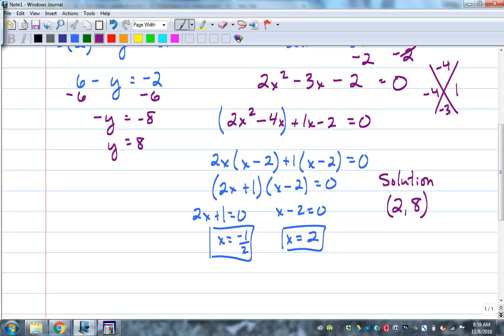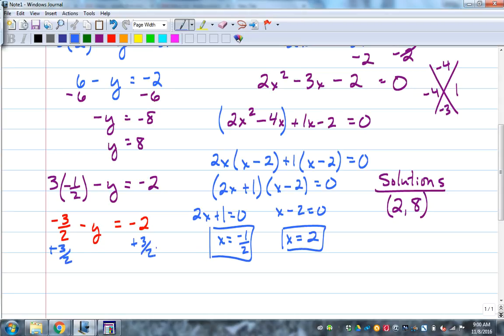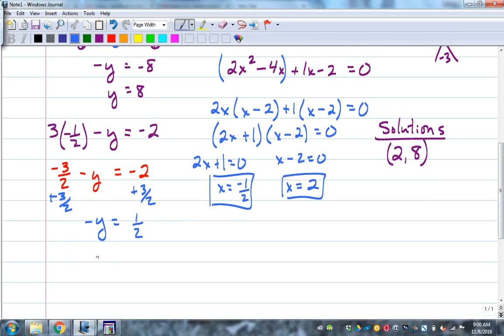So solutions, here we'll just spot. 2, 8 is a solution. Then I would go up there and I'd plug in 3 times -1/2 minus y is equal to -2. Got to deal with fractions here a little bit. That's okay. We're big boys and girls. We can deal with fractions. Plus 3/2. -y is equal to 1/2. So y would be equal to -1/2. So we have -1/2. Wait, hold on. That'd be -1/2, +1/2. Sign.